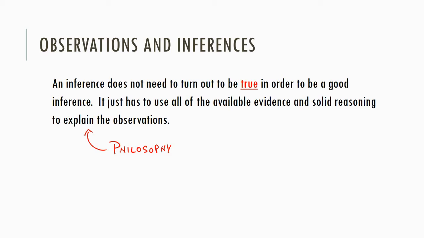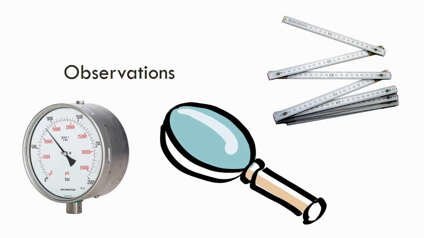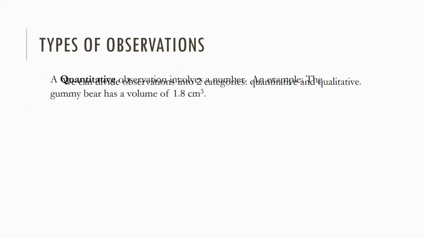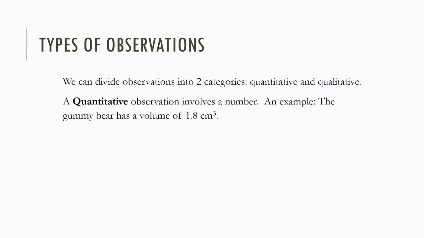Anyways, let's move on from this idea of inferences and talk about some observations. With observations, we have different types, and I'm sure a bunch of you already know this. We can divide these into quantitative and qualitative observations. A quantitative observation is one that involves a number. That's the key here. It has to involve a number. So quantitative, think quantity, meaning number.